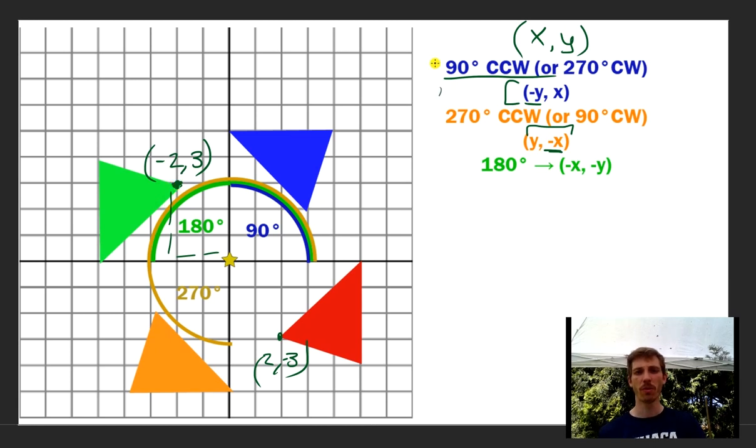So try to remember these rules. I hope this helps and that you have a better understanding of how to find a geometric rotation.